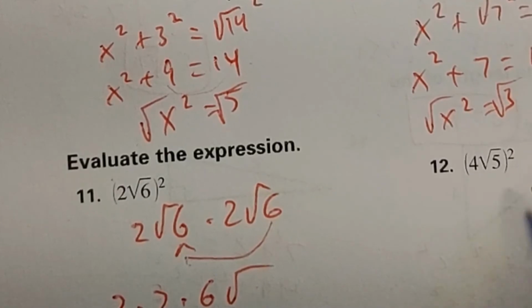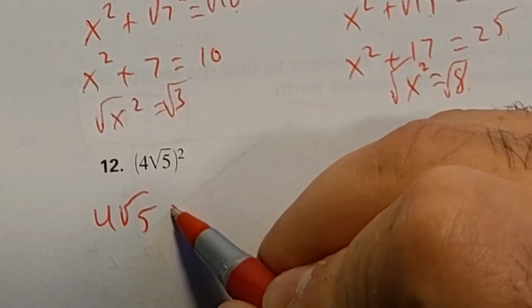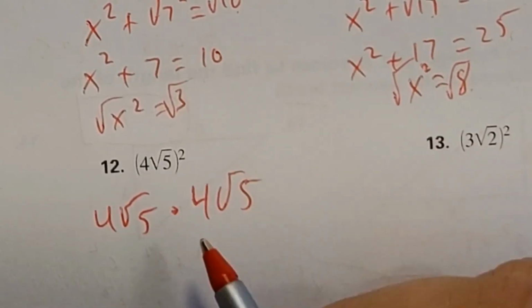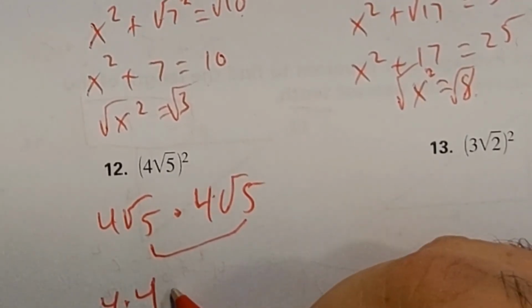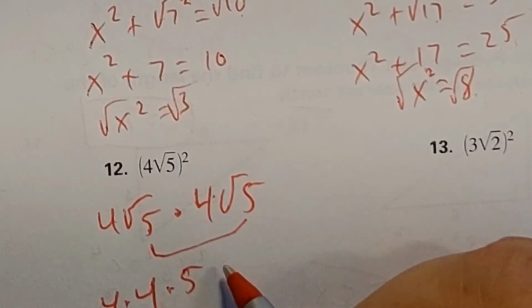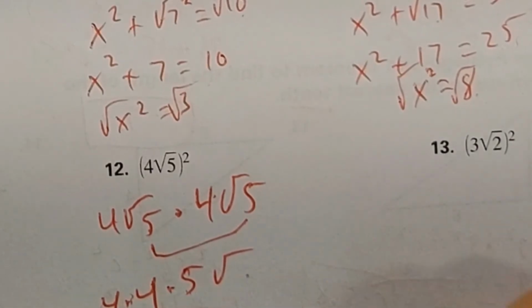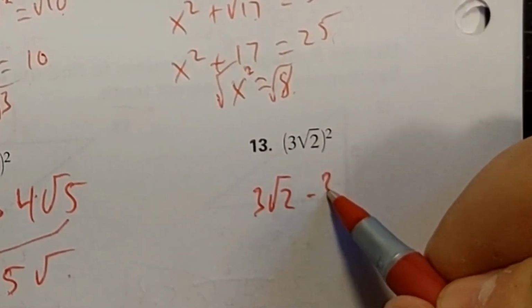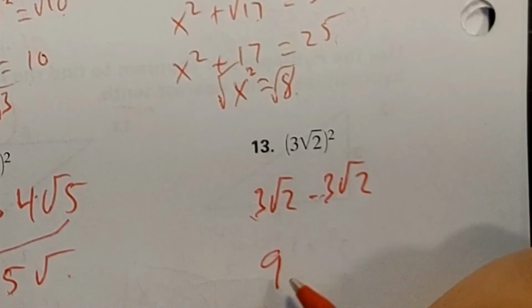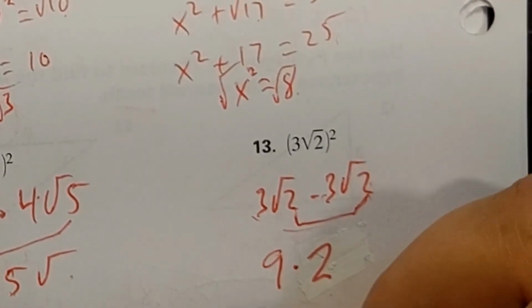That would be your final answer. Same thing here, 4 square root of 5 squared means 4 square root of 5 times another 4 square root of 5. So here's a pair of 5s, 4 times 4, outside, that 5, outside. There's nothing left inside of this radical, so you'd go 4 times 4 is 16, 16 times 5 is 80. That would be your answer. 13, same process. 3 square root of 2 times another 3 square root of 2. 3 times 3 is going to give you 9. Then this pair of 2's would come out as a single 2. So 9 times 2 is 18.